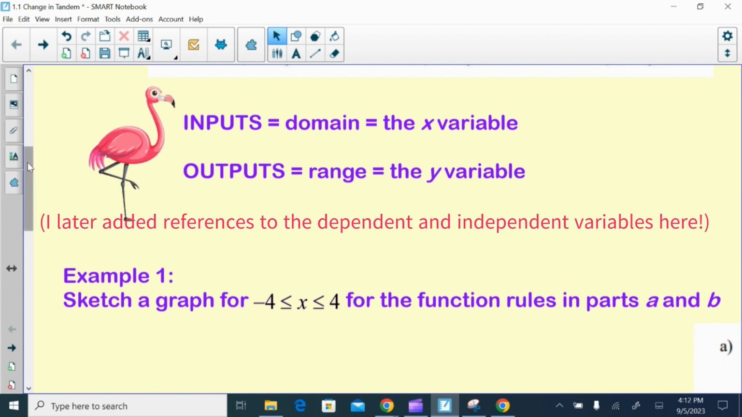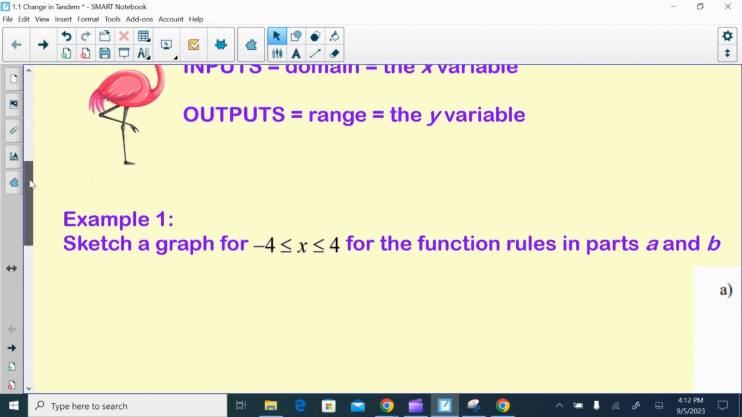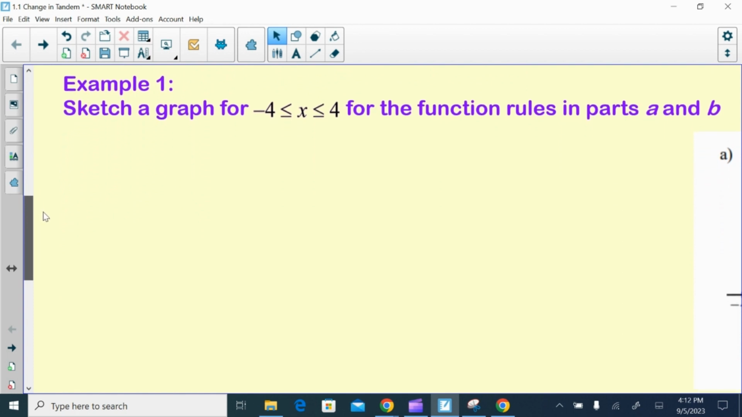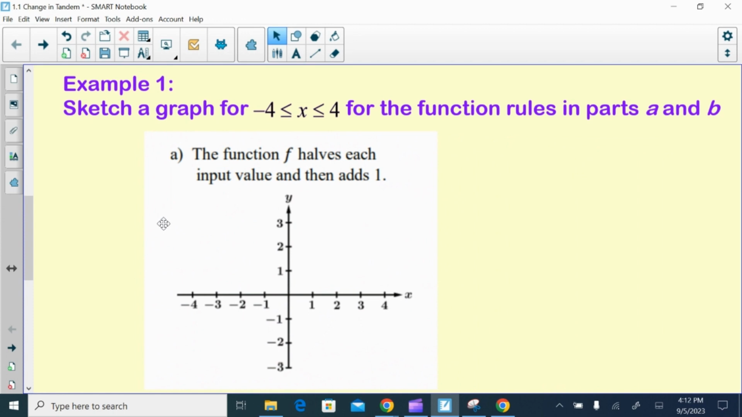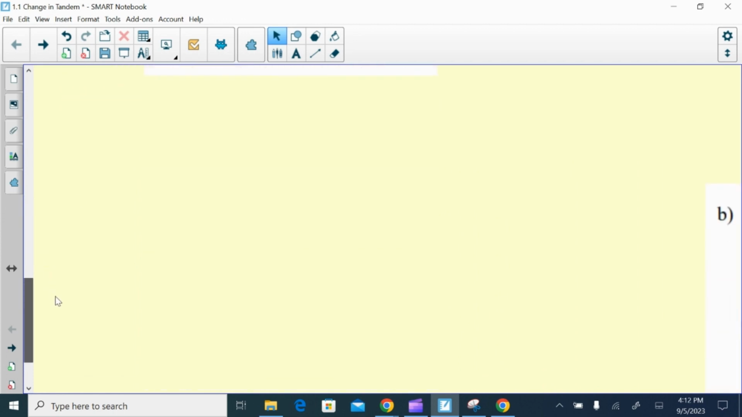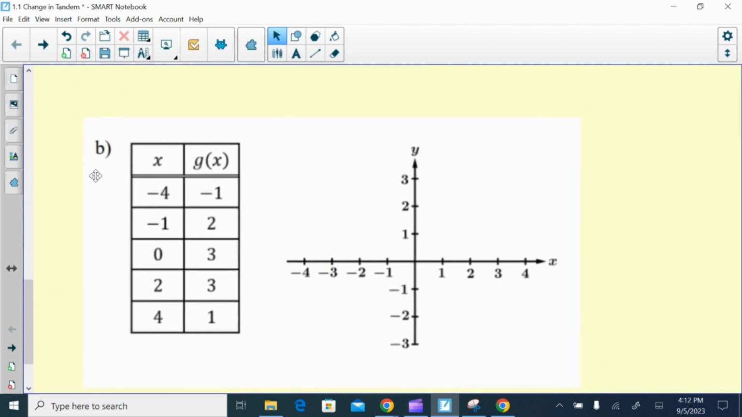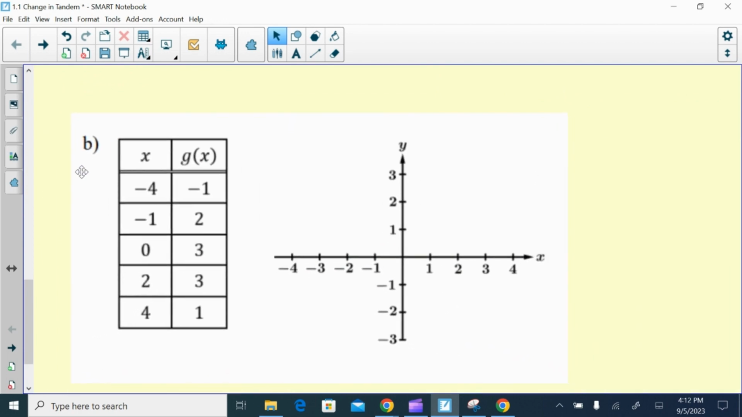Now here I'm using verbatim the same example that Brian Passwater has in his notes. So for example 1, sketch a graph from -4 to 4 for the function using the rules in parts A and B. And here's part A. I snipped this from Brian's worksheet. And then I have part B also snipped from Brian's worksheet. So I'm really using Brian Passwater's notes here. I'm just making it more to what my students are used to, which is the Smartboard notes.